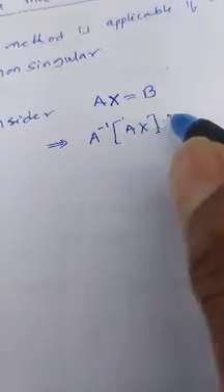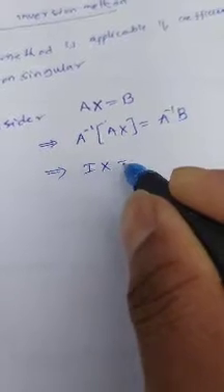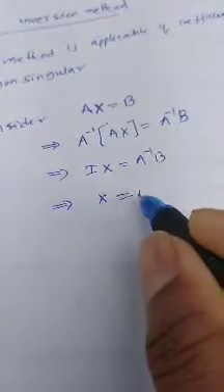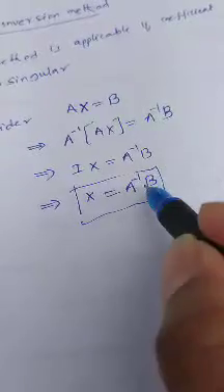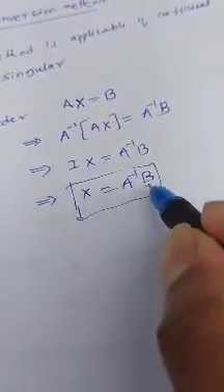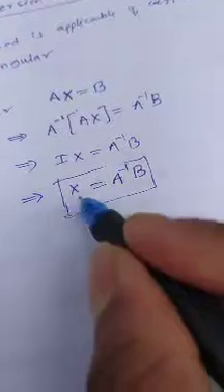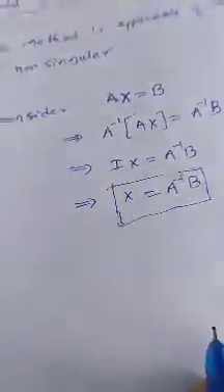So in this method, pre-multiply with A inverse on both sides. So what will you get? A inverse A X equal to A inverse B. That implies I X is equal to A inverse B. That implies X equal to A inverse B. So by multiplying A inverse with B, you will get a column matrix, and equating it to capital X, you will get the variables. Let me explain with one example.